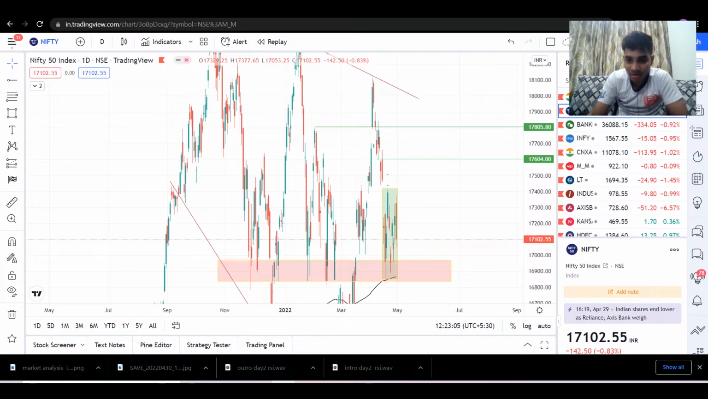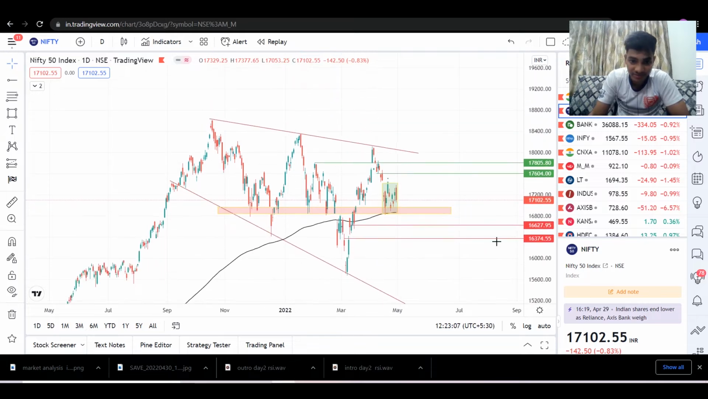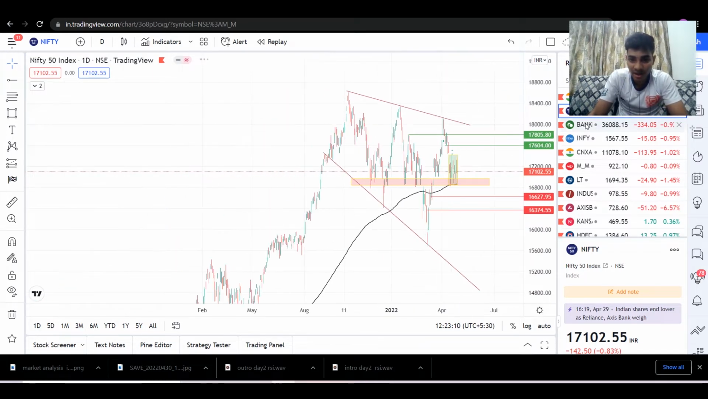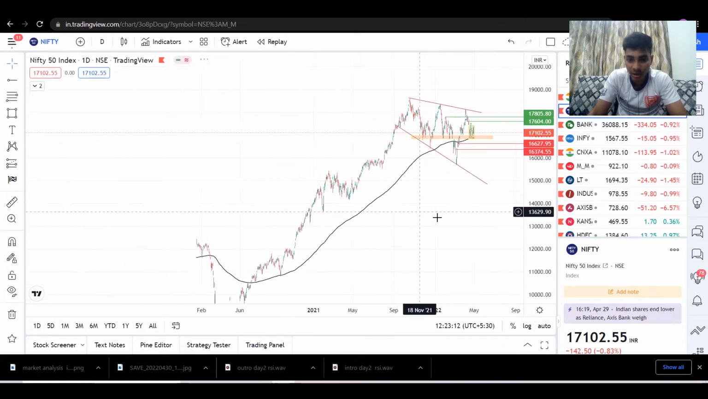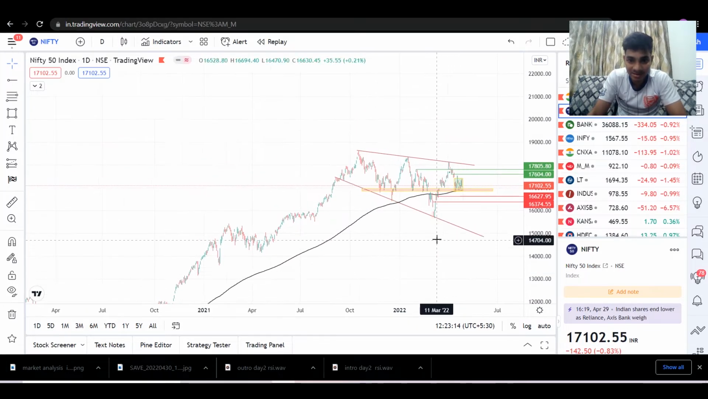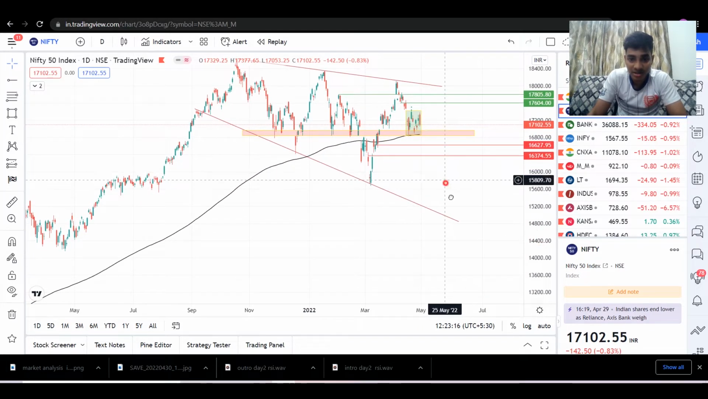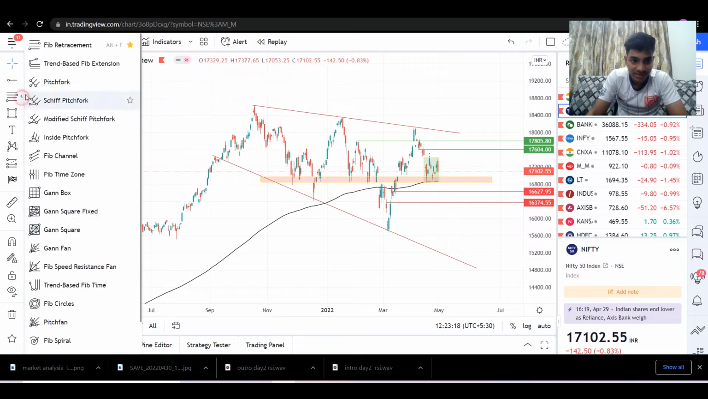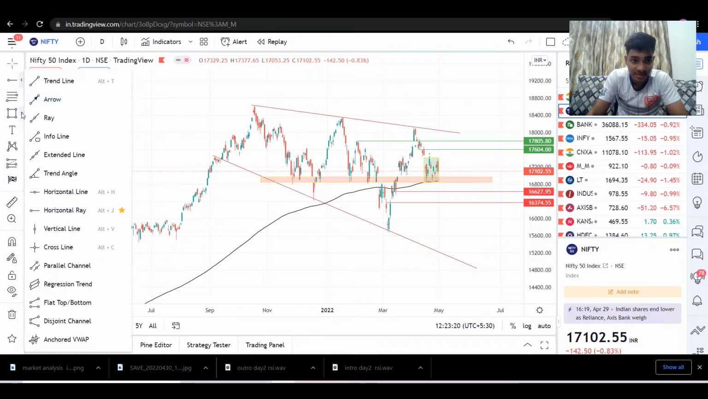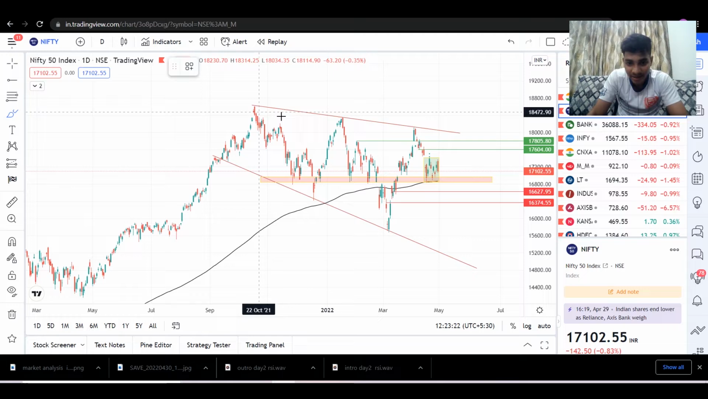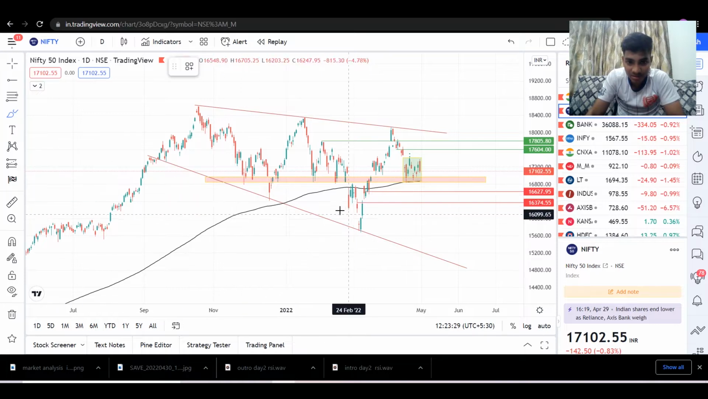If I take you to a daily time frame chart in Nifty, you can see that after making a very strong uptrend move, it is currently consolidating in a kind of flag and pole pattern. Recently it has taken resistance from the top, and I've drawn the trend lines. The moving average used here is a 200 moving average, and you can observe that the price has come close to it.